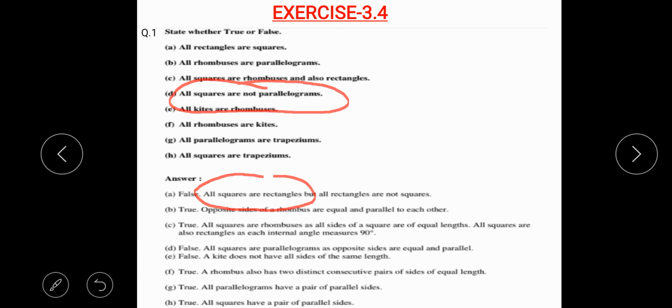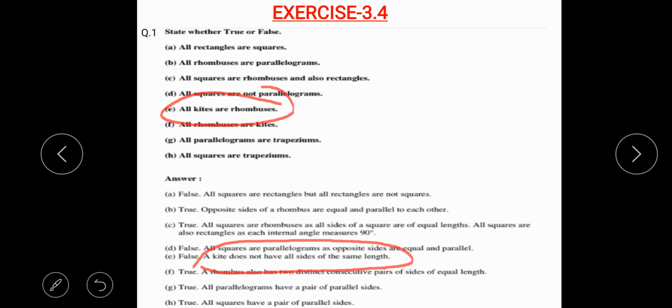Now the next one is all kites are rhombuses. Again this is false, because a kite does not have all sides equal. But in a rhombus all sides are equal, while in a kite all sides are not equal. Therefore we can say all kites are not rhombuses.